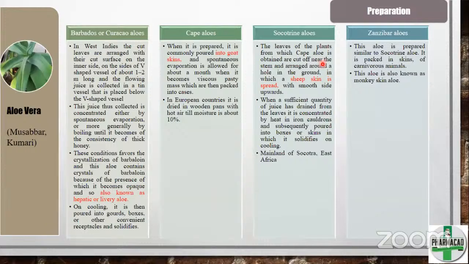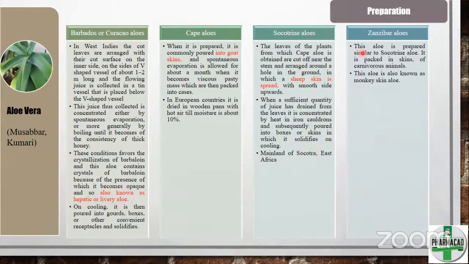What are socotrine aloes? The leaves of these plants from which Cape aloe is obtained are cut off near the stem and then arranged around in a hole in the ground, over which a sheep skin is spread. Okay, so a sheep's skin will be spread, and the juice will collect inside it. When there is a sufficient quantity of juice drained from the leaves, it is concentrated by heat in iron cauldrons and subsequently poured into boxes or skins in which it solidifies on cooling.